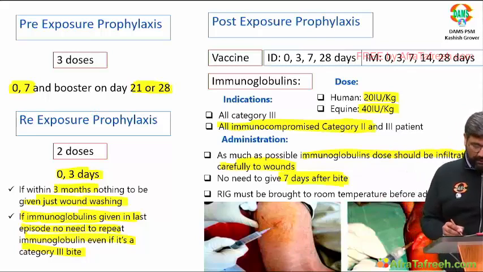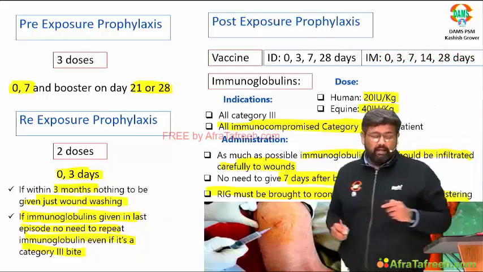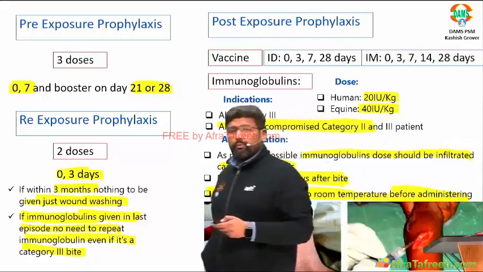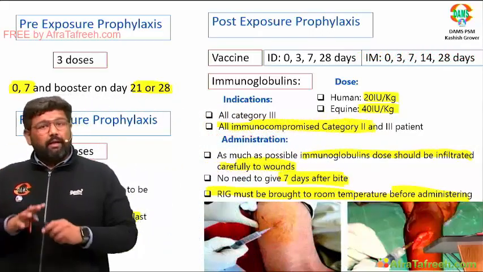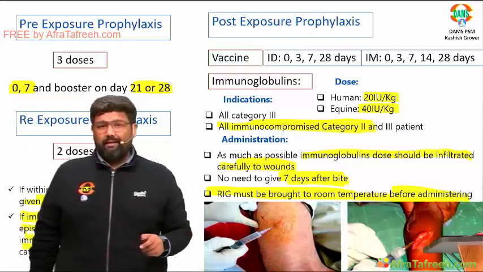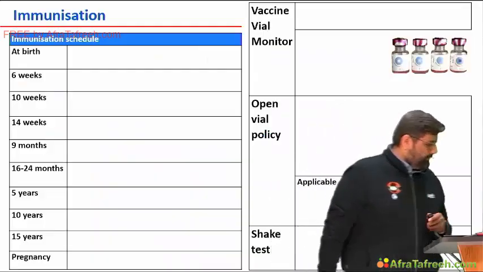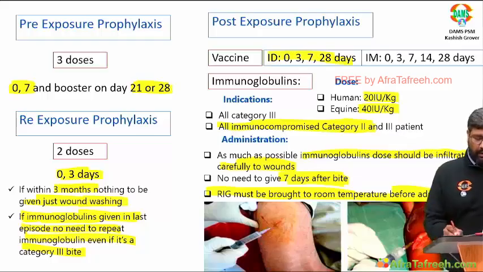Right? And RIG should be brought to room temperature. See, guys, if I talk about immunoglobulins, you give to the local wound. If it is not possible, you can give IM also. You give local wound, right? So this is rabies, very important. Rabies is very important. This is modified thigh.